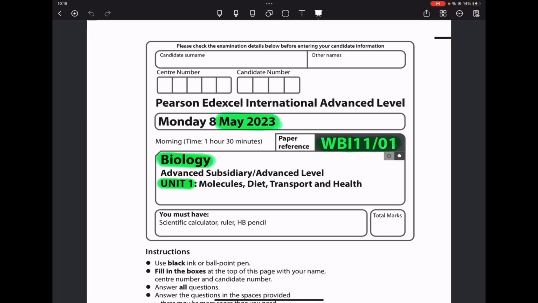Today we're doing the Pearson Edexcel International A-Level Biology Unit 1 for May 2023. Let's begin with the first question.